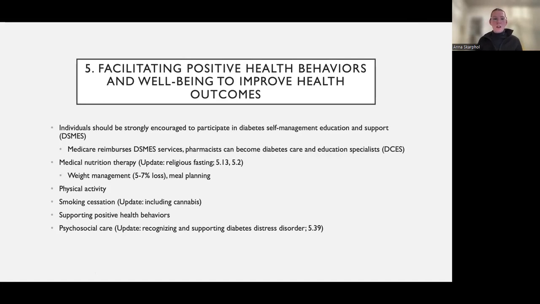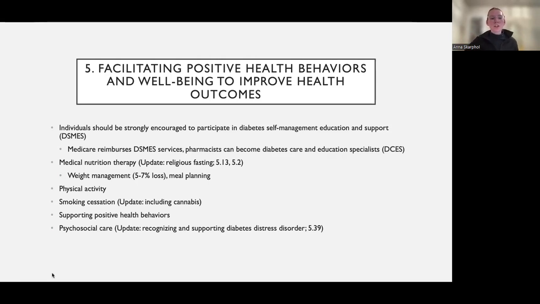Within this section, they also talk about a lot of those lifestyle interventions for diabetes. So medical nutrition therapy and weight management, targeting a 5 to 7% loss, as well as meal planning. They lay out really specifically what kinds of food should be included in meals. And there's also new recommendations related to religious fasting, which I thought was really important, as that is something that quite a few of our patients might participate in.